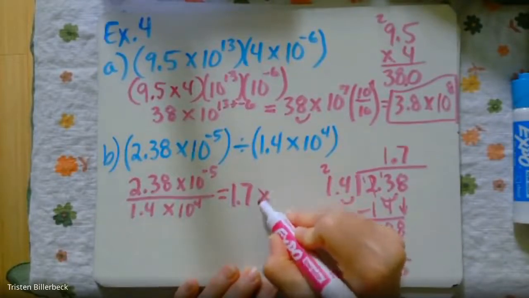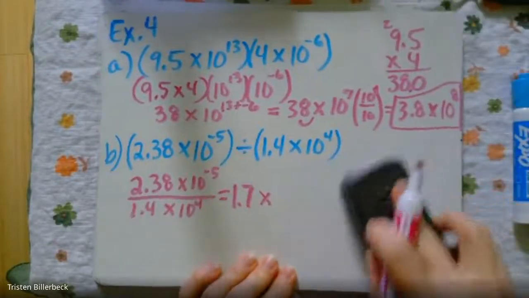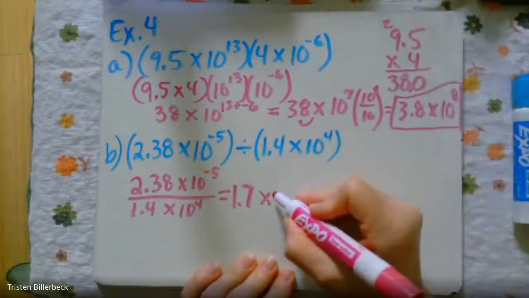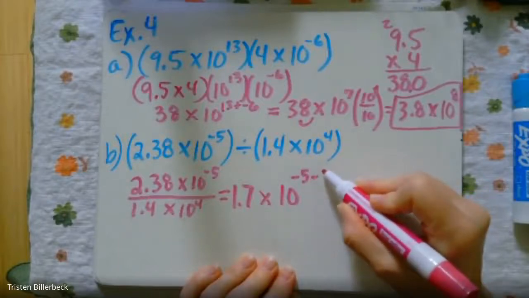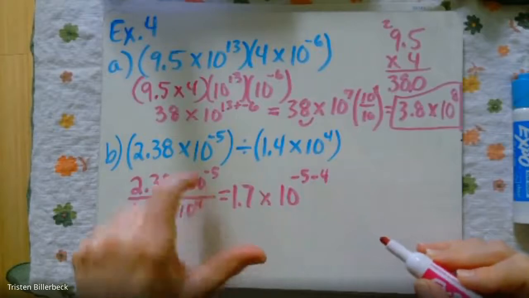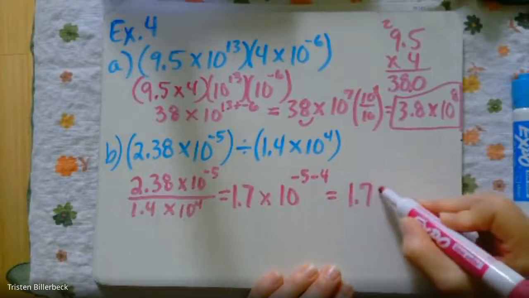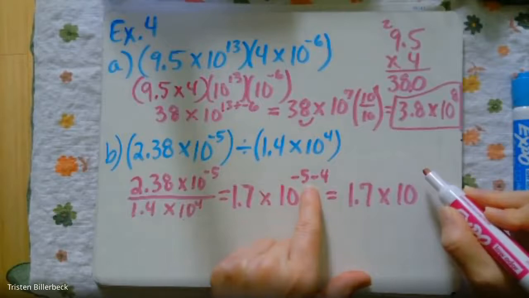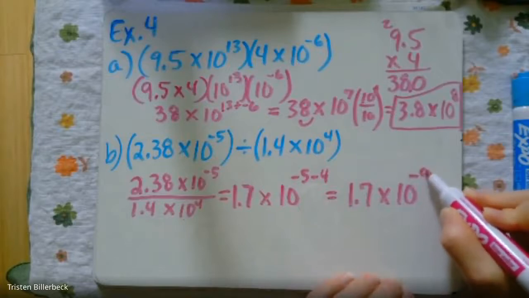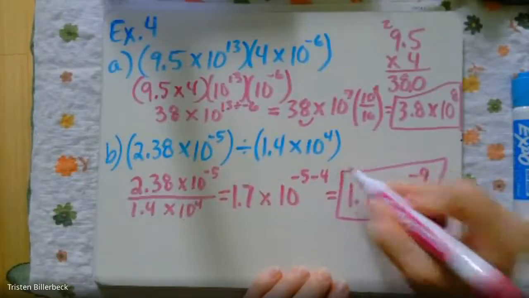But now we need to figure out our tens. All right, I'm going to erase this. And we have 10, and we're going to have negative 5 minus 4. So we have 1.7 times 10. And we have 2 negatives, so we're $5 in debt, and we spend $4 more, so 10 to the negative 9. And this is perfect scientific notation, so we're good.